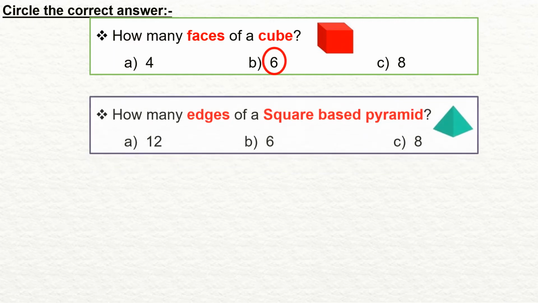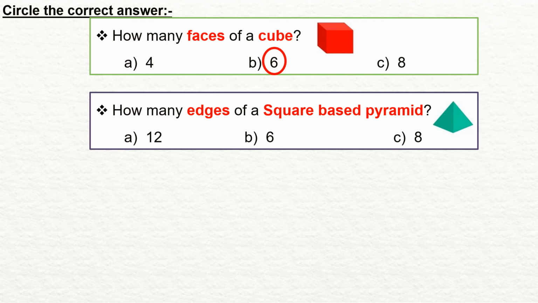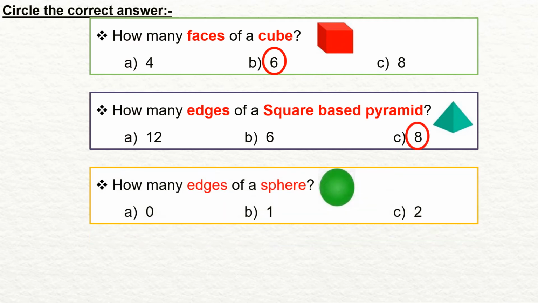Then how many vertices of a rectangular prism? What's meant by vertex or vertices? The vertex is a corner where edges meet. So how many vertices here? They are 8 vertices. Then how many edges of a sphere?